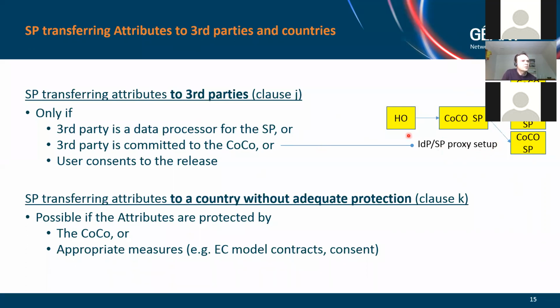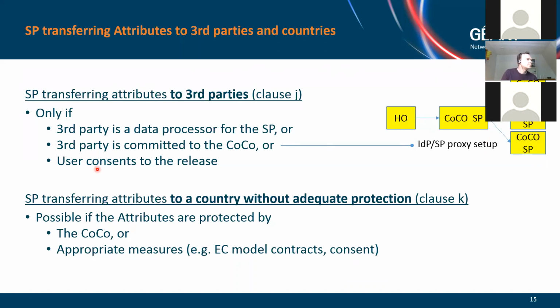And this setup seems to get popularity in the research and e-infrastructure community, that the community has one SAML service provider, which is a Proxy IDP SP, which acts as a service provider towards the home organization and receives the attributes from the home organization. And then it may further release the attributes, act as an IDP to further release the attributes to other service providers in the research community. And the COCO leaves the door open for this setup, but it requires that also those third parties who receive the attributes are committed to the code of conduct. And the third alternative is that the user consents to the attribute release.